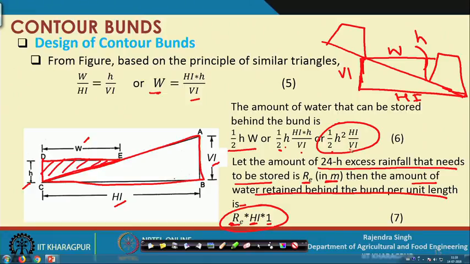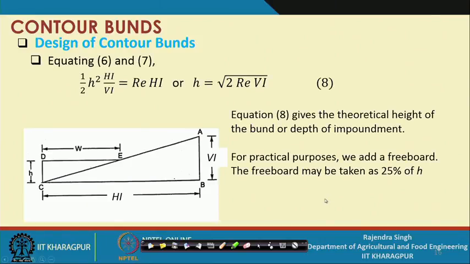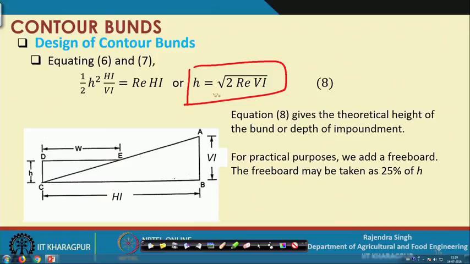So, we have two things, one is the amount of water that can be stored. Volume we are not saying, because it is a unit length we are talking about, and the other is the total water that needs to be stored. So, that means these have to be equal, and if we equate these, then from equations 6 and 7, half H square H I V I is equal to R E H I, or H is equal to 2 square root of R E V I. So, V I is the vertical interval, R E is the amount of excess rainfall over 24 hours. So, if we know these two, then based on that we can calculate the height of the bund.